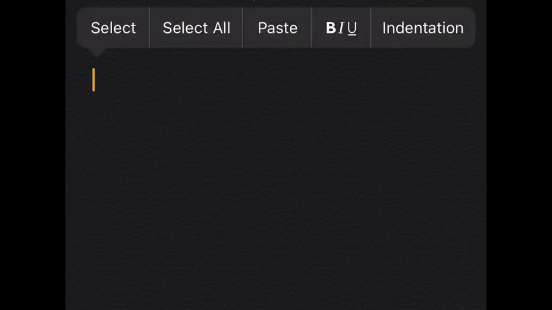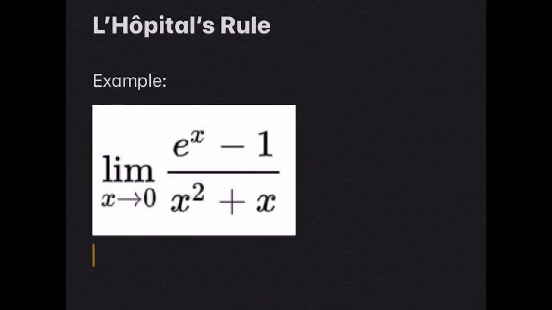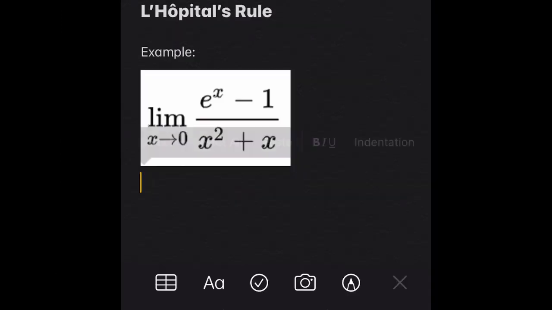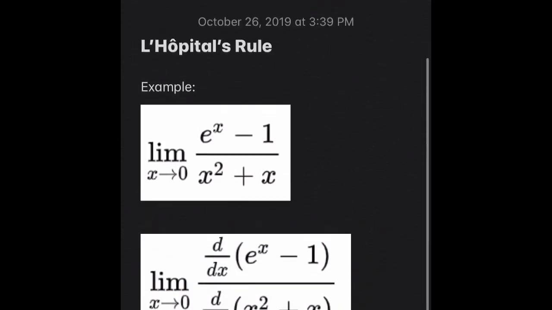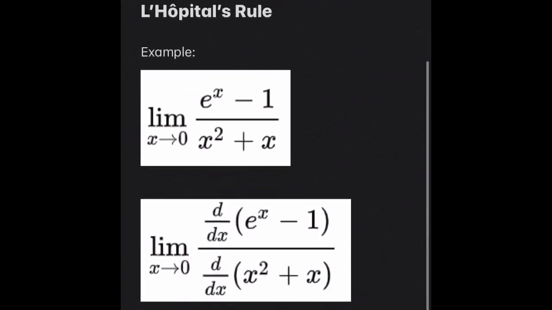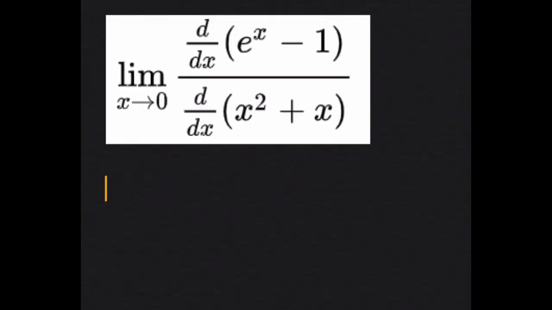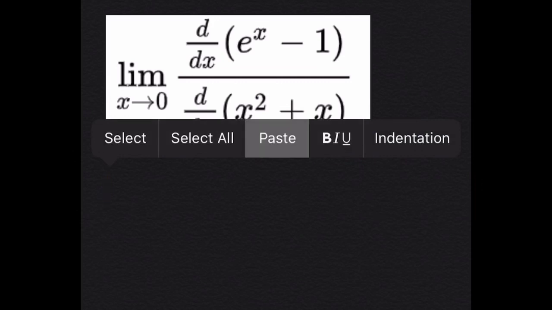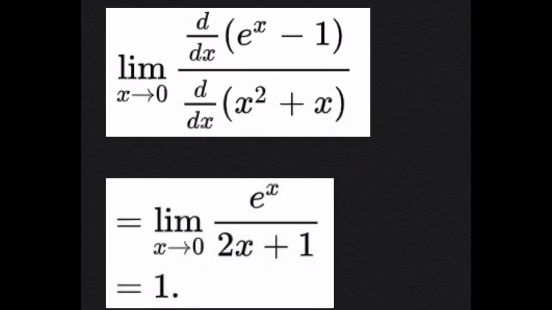My example is the limit as x goes to 0 of (e^x minus 1) over (x squared plus x). First, you need to determine if L'Hopital's rule will apply, and in this case it does. Then you take the derivative of the top over the derivative of the bottom. The derivative of the numerator is just e^x, and the derivative of the denominator is 2x plus 1. Now you can plug in 0 to evaluate, and you get the limit is equal to 1.